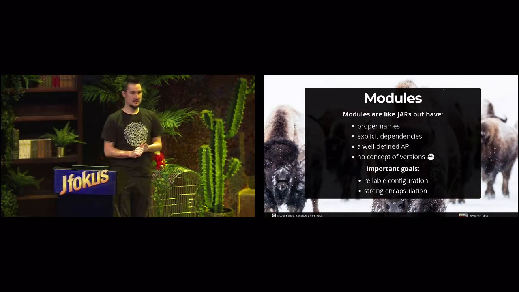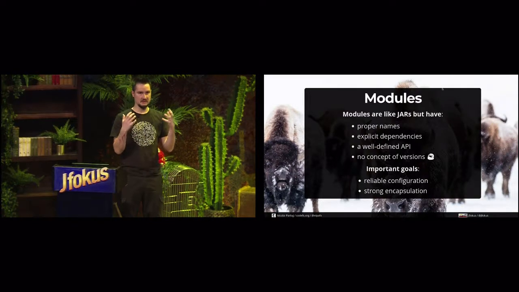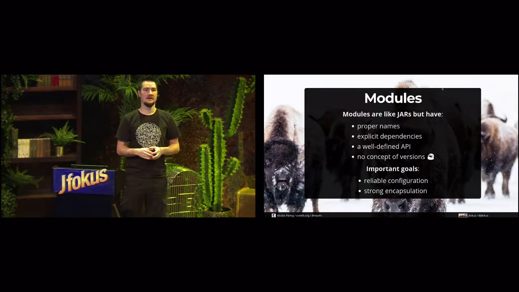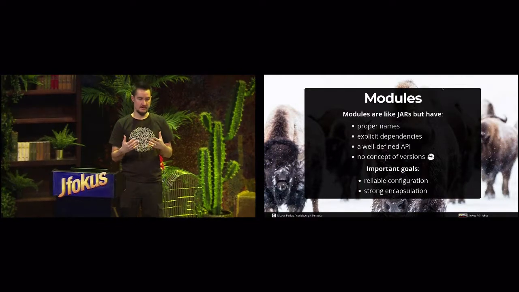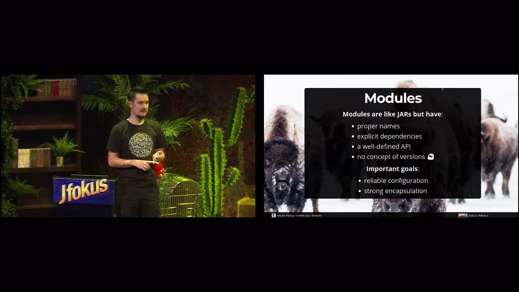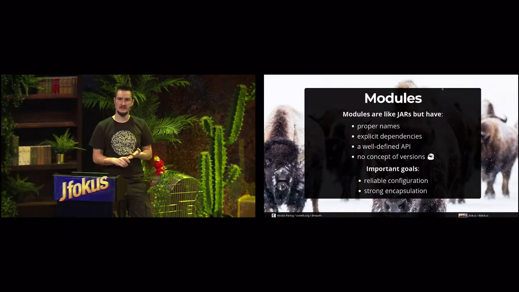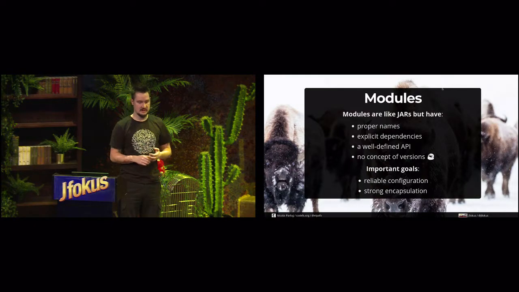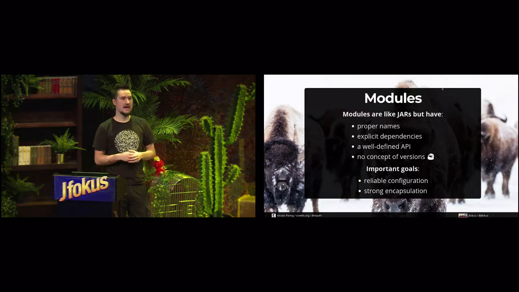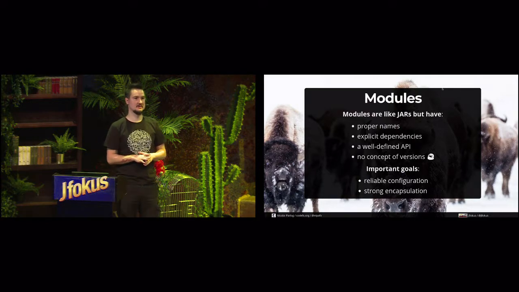Now modules enter the picture. Modules are basically like jars. A module is a representation of a jar at runtime, but it has more information and more characteristics. It has a proper name, and it can define its dependencies. It can say what other modules it uses. You can define an API and clearly say which of the public classes are actually meant to be supported. It still doesn't have a concept of versions, so this part of jar hell will stay with us for the foreseeable future.